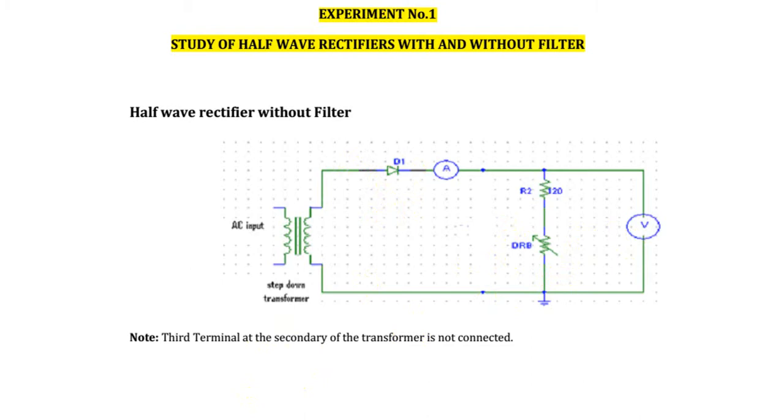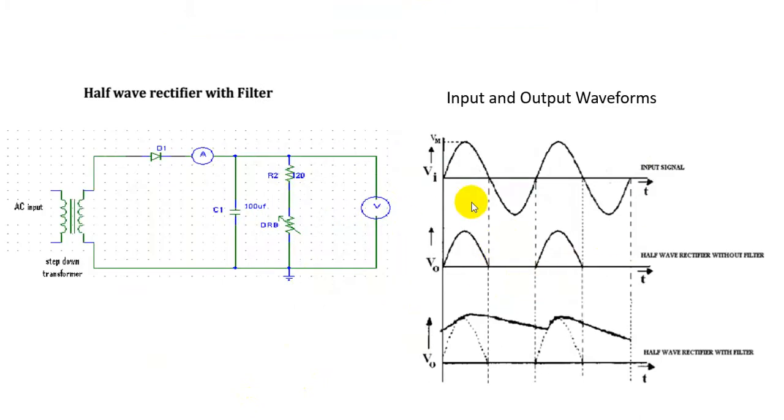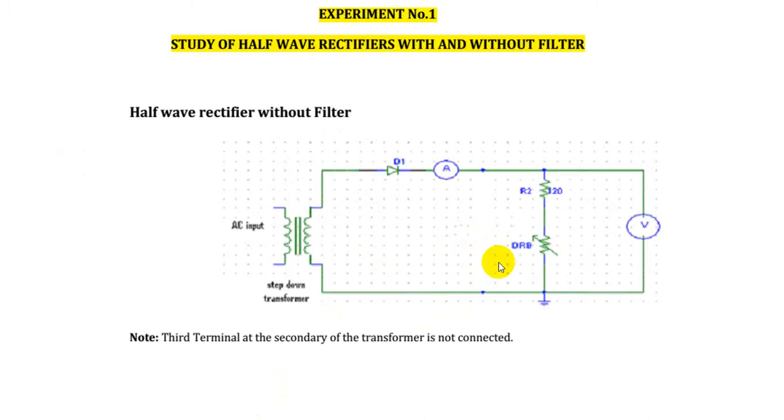So we can see the waveform here. Input signal is an alternating quantity, whereas half-wave rectifier output without filter is pulsating DC. Positive cycle I get the output, whereas negative cycle it is 0. So this is how we get the output in the half-wave rectifier without filter. In the circuit, we are going to vary the resistor by using the decade resistance box, and we are going to observe the output waveforms.